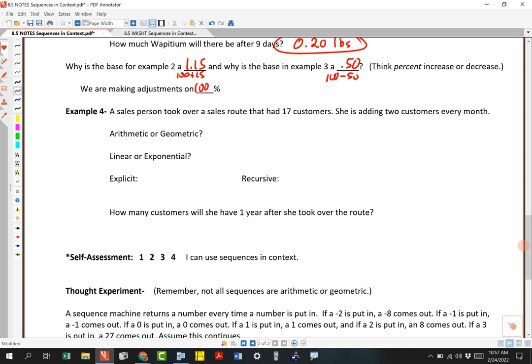What do you want to write down first? We're going to figure this out. If this was your route and you were going to say, hey, how many customers can I have a year from now or whatever it is, what would we start off with? What are we going to write down? Isaac, give me a guess. The zeroth term. So I'm going to put a zero right here. How many customers does she have when we kind of started the stopwatch on this one?